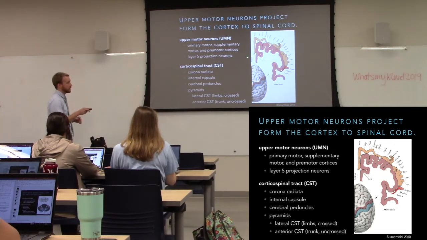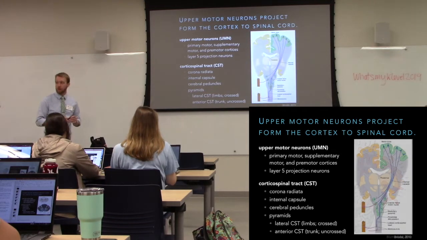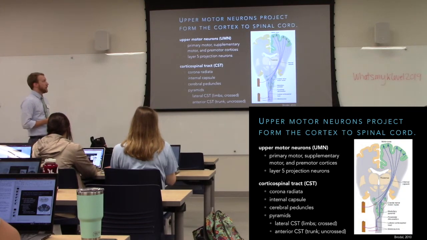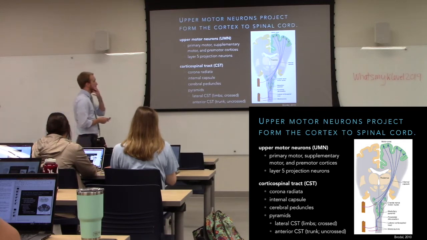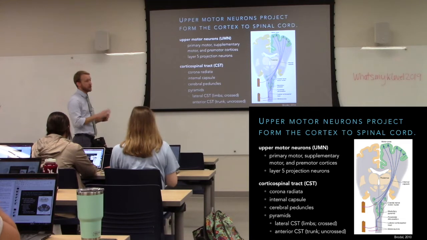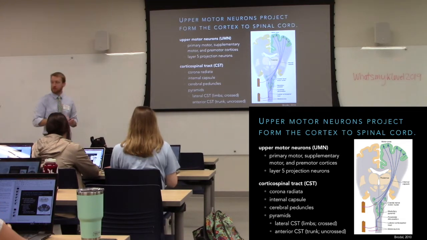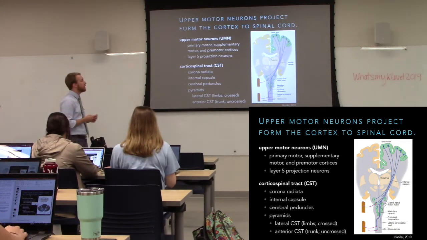These are our upper motor neurons. In layer 5 of the cortex, as we'll talk about later, we have our large pyramidal neurons that are going to project downward, and they're going to create the corticospinal tract. Up here it's called the corona radiata. It's a radiating group of fibers. I guess it kind of looks like a crown.